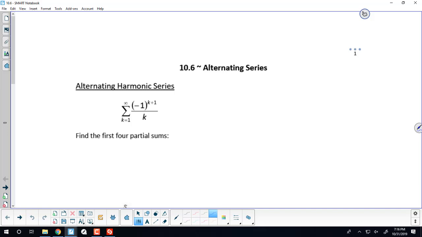When we looked at the harmonic series, just 1 over k, did the harmonic series converge or diverge? Diverge. 1 plus 1/2 plus 1/3 plus 1/4, that series diverges. We showed that using the integral test. But here we're looking at the alternating series, the alternating harmonic rather, 1 minus 1/2 plus 1/3, etc.